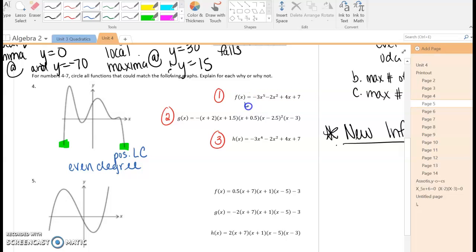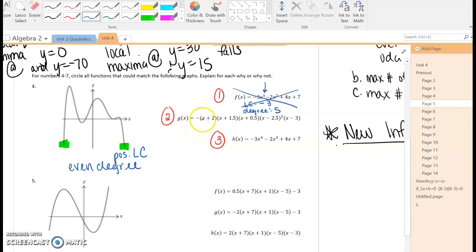So the lead coefficient is -3 and the degree is 5, right? Because the highest exponent is 5 here. So since it's an odd degree, number 1 cannot match. Okay, so it can't match to number 1. We'll move on to the second one.